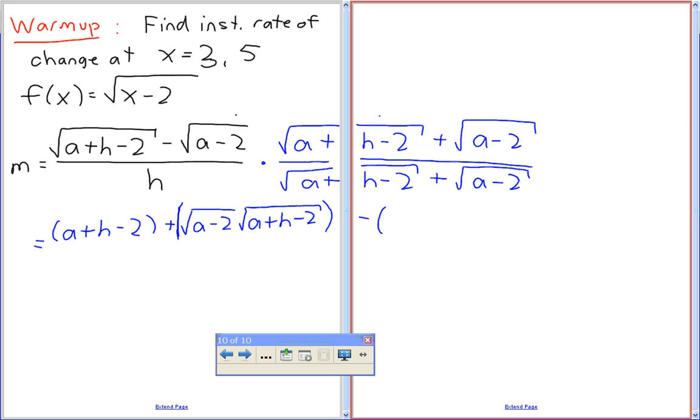Minus the root a minus 2 times root a plus h minus 2. Lovely. And then Shannon, can you multiply the last ones for me? The last ones are just negative a minus 2. Yeah, negative bracket a minus 2.